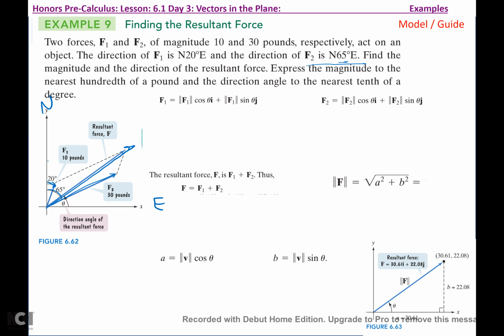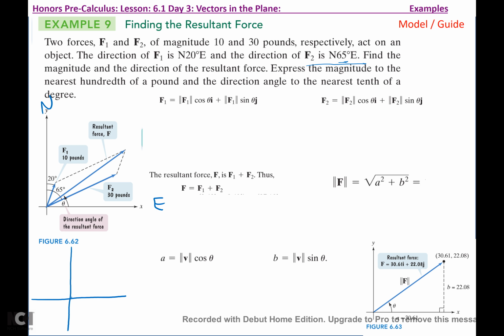And I don't like this picture. I think they call this one the parallelogram method. I like the head to tail. It makes way more sense to me. So I'm going to draw you a little sketch. If this diagram makes sense to you, use it. I don't see it very well that way.